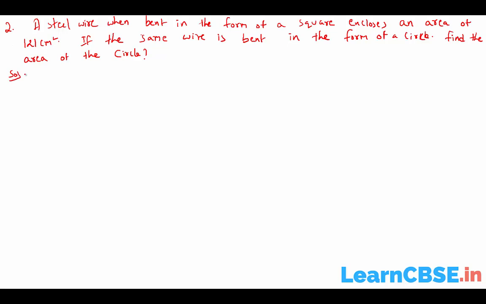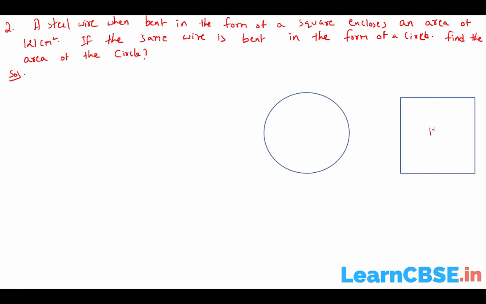Let me get the solution first. So before that, first of all, given that the steel wire is bent in the form of a square, and that means wire is used to form the square, and same wire is used to form the circle, and he given the area is 121 centimeters square, and we have to find the area of this. So we know the formula for area of the circle, pi r square. That means we need the r first of all.